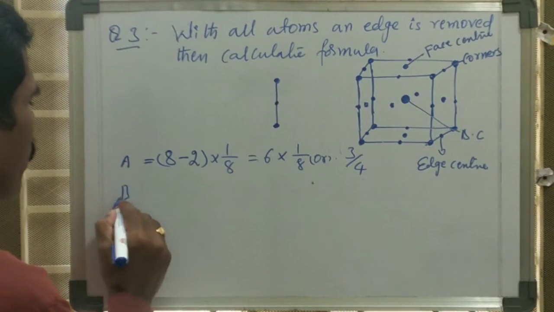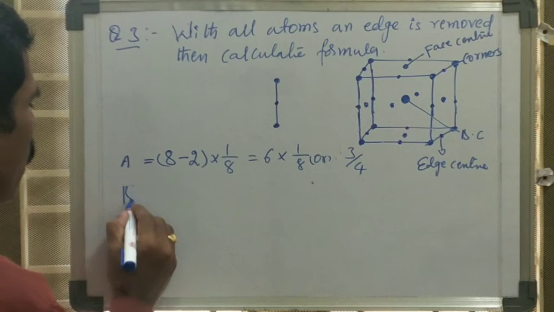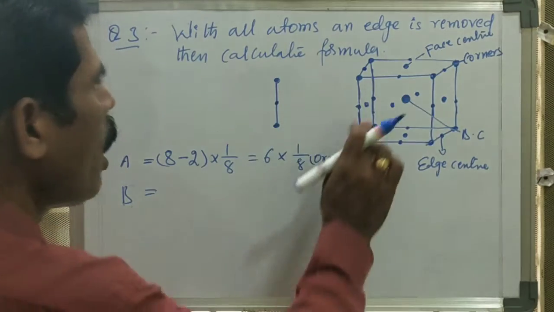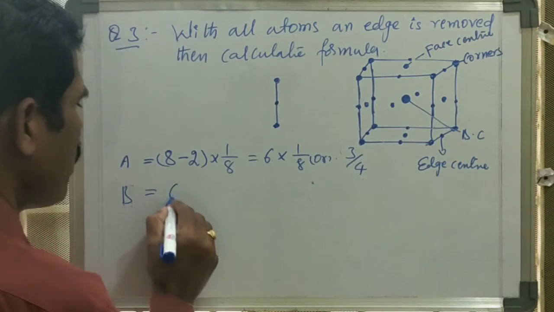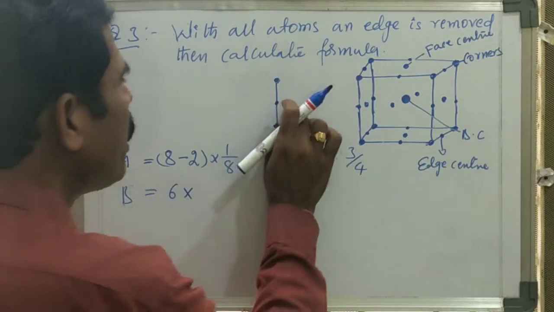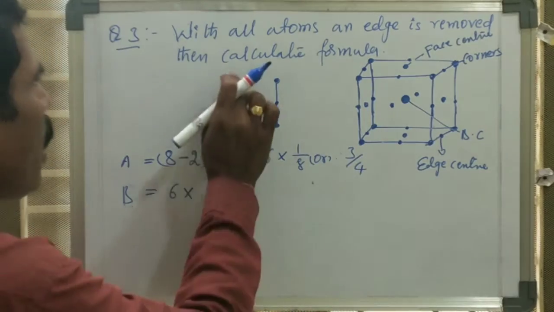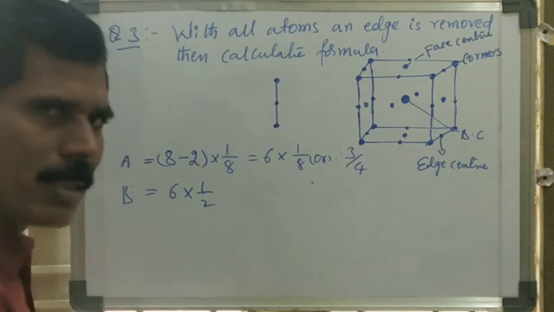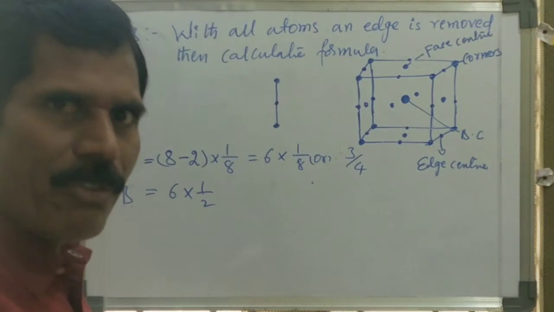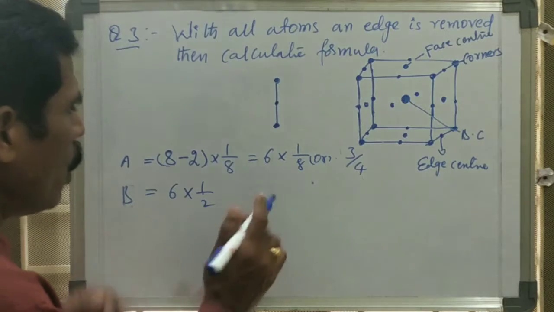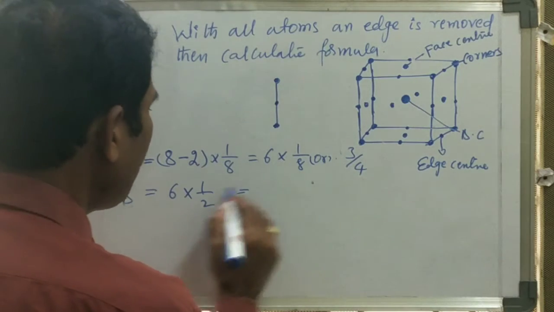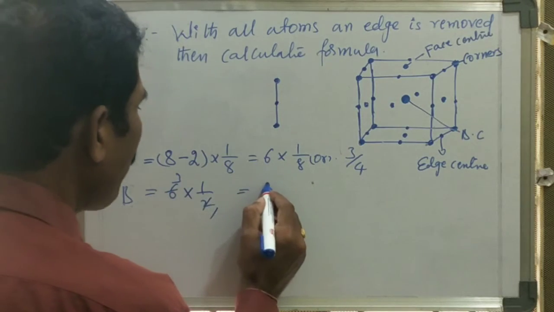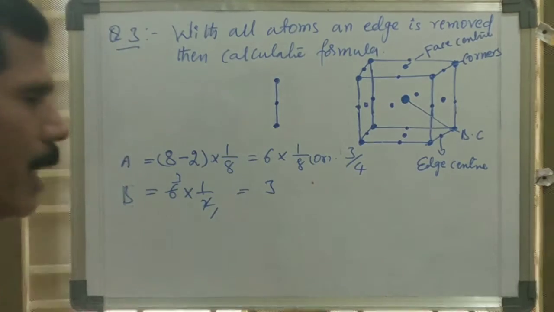Then B. B means the number of face centers. Totally, 6 face centers are there. According to this question, no face is removed, so 6 into 1 by 2, because the contribution of a face is 1 by 2. So 2 threes are 6, 6 by 2, you will get 3.